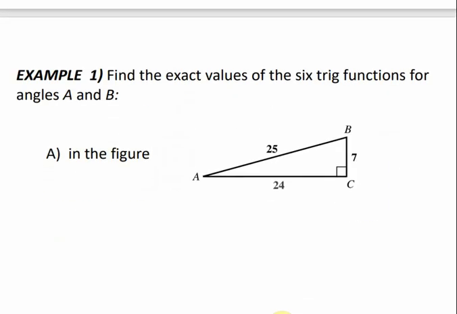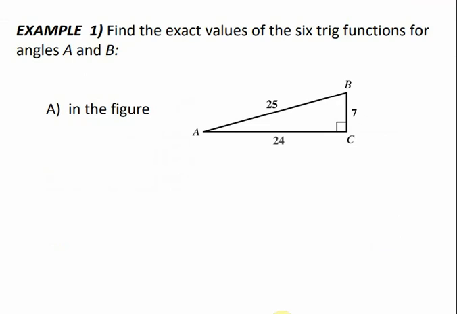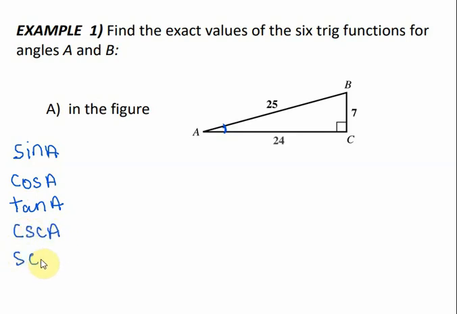So now we're going to apply the trig functions. We're going to find the exact values of the trig functions for angles A and B. So if we are going to find the trig functions for angle A, we're going to pretend that we're standing on this angle. So we need to find sine of A, cosine of A, tangent of A, and then the reciprocal functions would be cosecant, secant, and cotangent.